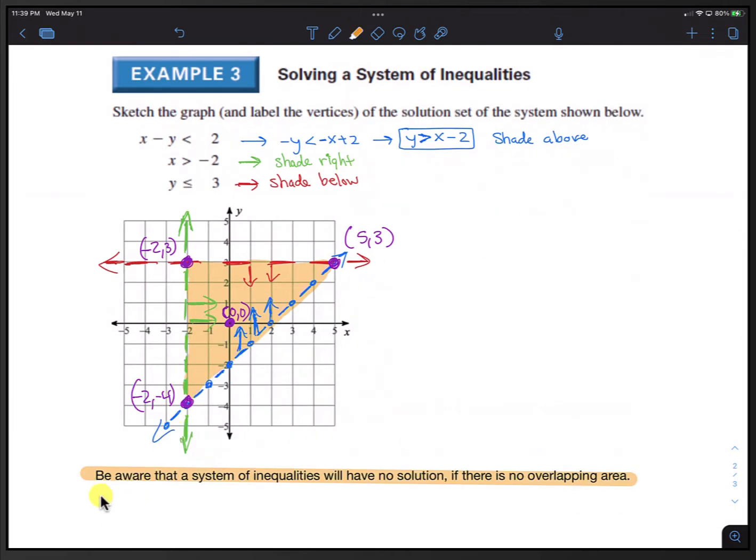All right, one more thing of note is to be aware that a system of inequalities will have no solutions if there are no overlapping areas. So if you have, for instance, an inequality where you're shading above the red line and below the blue line, and maybe to the left of the green line, then none of those regions overlap. They don't come together. So in that situation, there would be no solution.